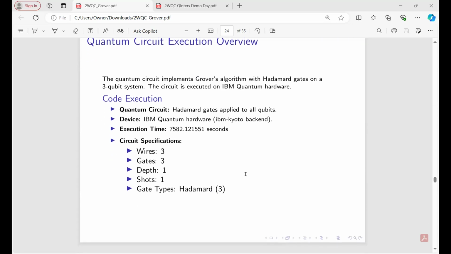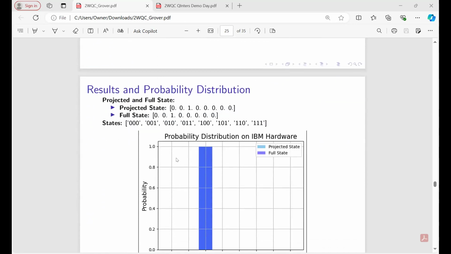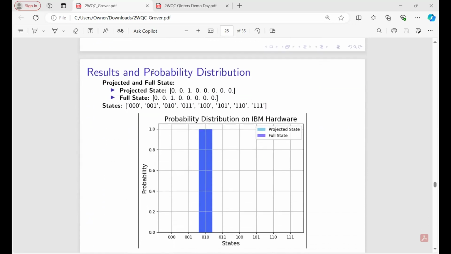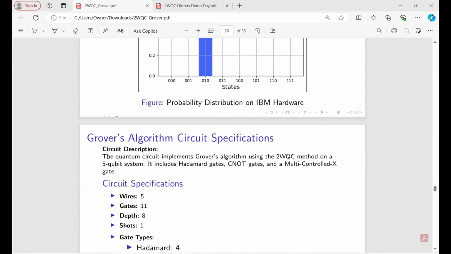So then we tested it on the hardware in IBM Kyoto. Here's just our circuit specifications. We tested it again to see the probability distribution, and as it showed from our previous ones, the result on the hardware was the same as our theoretical one, where after post-selection it'd be 0, 1, 0 at a full probability of 1. And this is the one for the two-way quantum computing one.